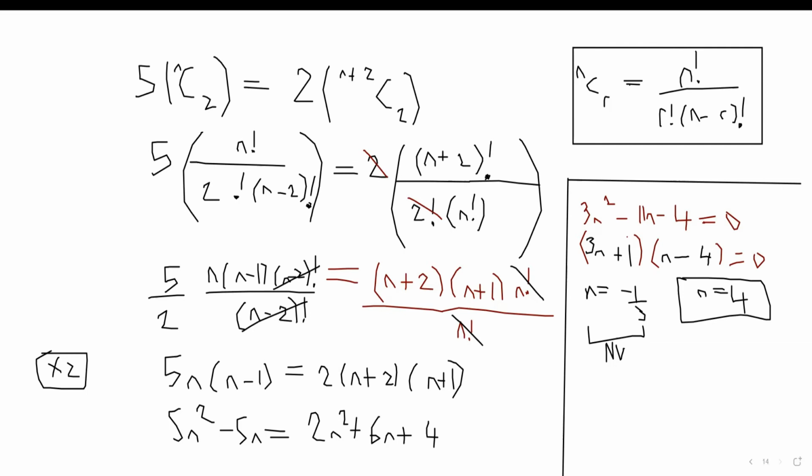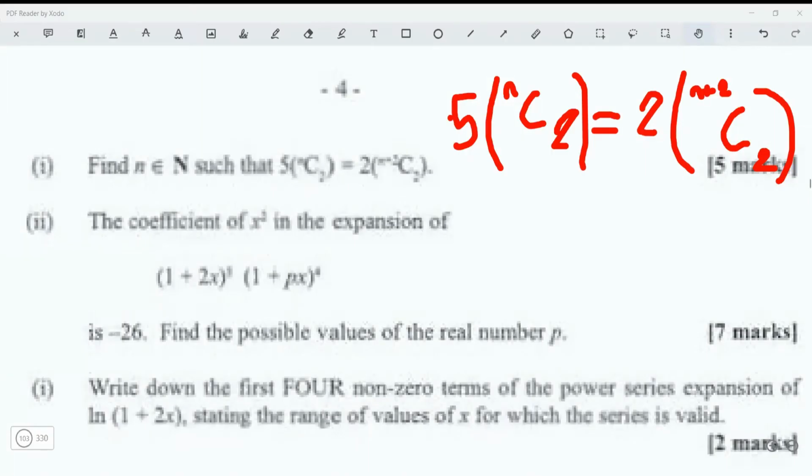I'm going to take out the two calculators. So we have the two calculators. When n equals 4, your left-hand side would be 5 times, in bracket, n is 4. If n is 4, it's 5 times 4 choose 2. 5 times 4 choose 2 would be the left-hand side. 5 times 4 choose 2 is 30.